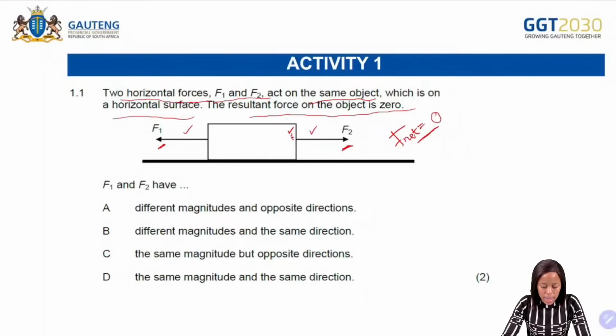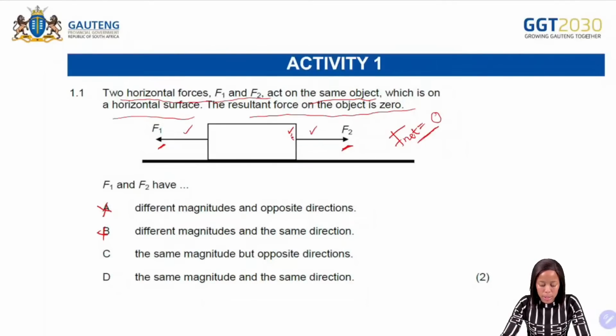So then we can go and look at the options that we have. The first one, A, says different magnitudes and opposite direction. So this will not be our answer, because we know that the 2 forces must have the same magnitude. And then option B says different magnitudes again and the same direction. So we know that this will not be our answer, because the 2 forces must be equal in magnitude there.